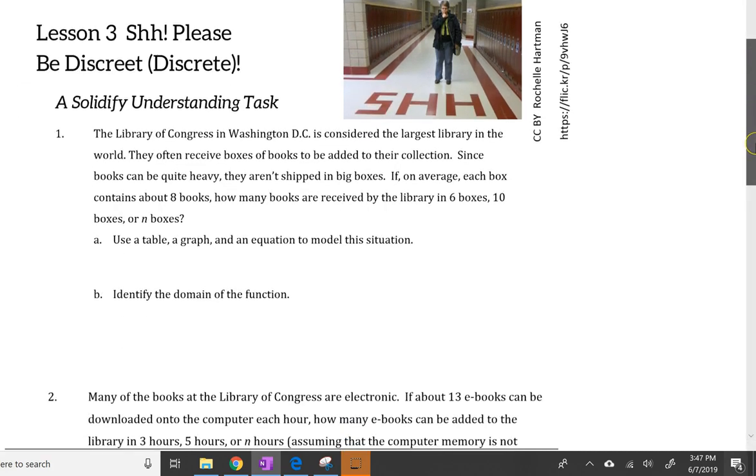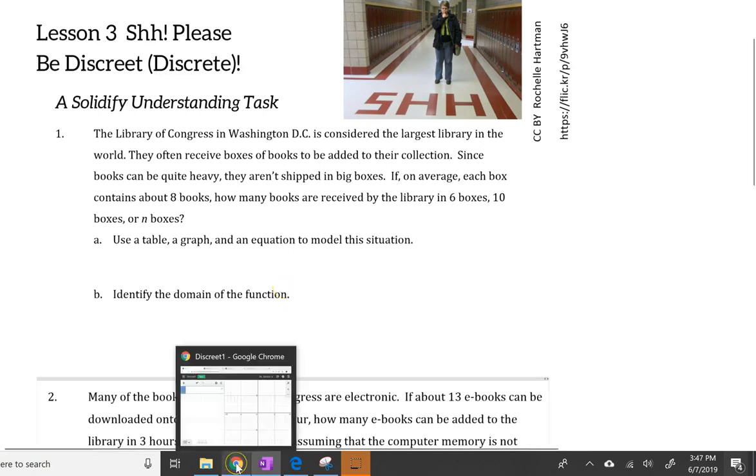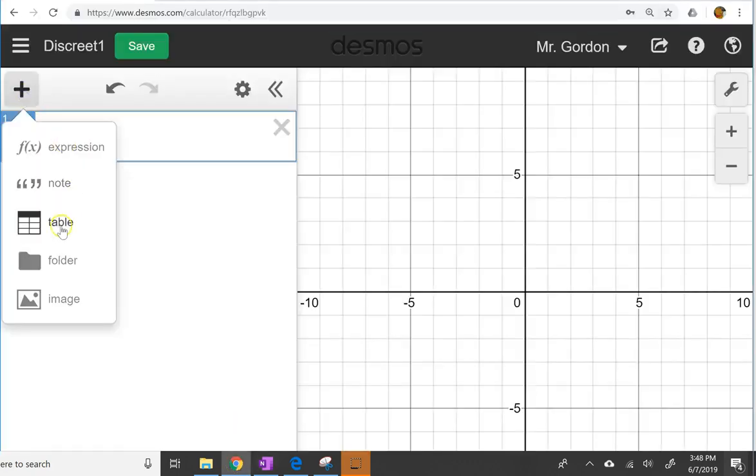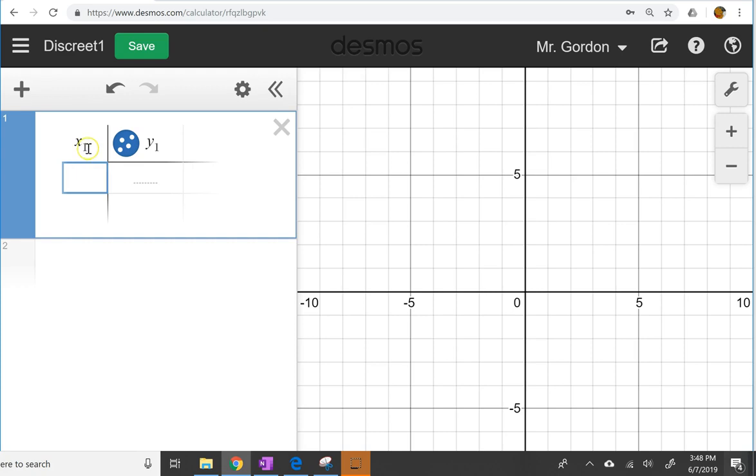So when we look at lesson 3, problem 1, it talks about the Library of Congress receiving books, and they're receiving 8 books per box. That's because the books they get are fairly heavy, so you don't want to overload the boxes. But we want to make a table, graph, and an equation. So I'm going to make the table in Desmos. It automatically titles these things, but I can change them to fit the scenario.